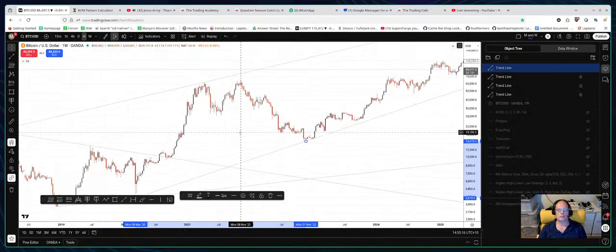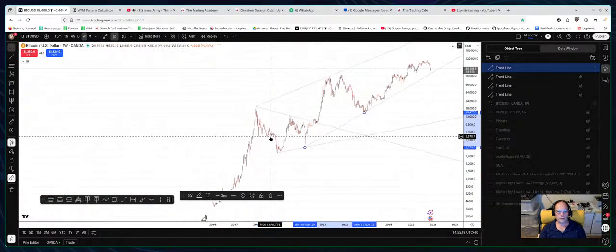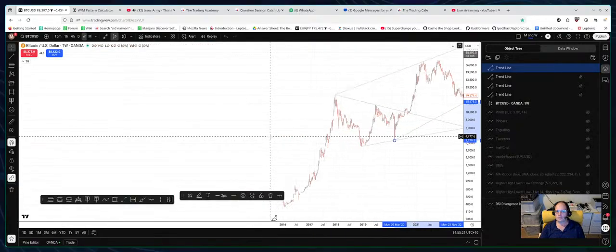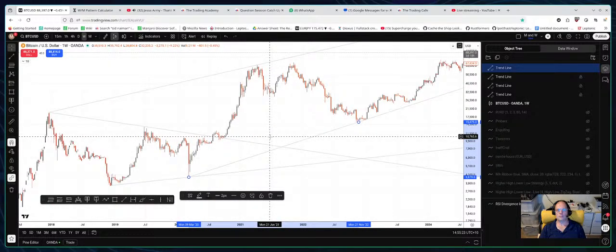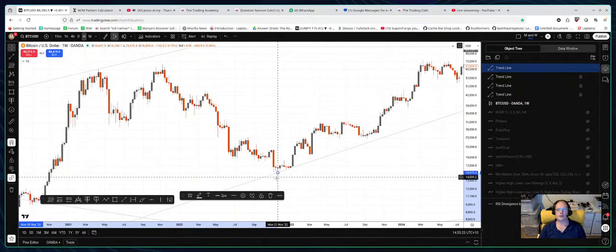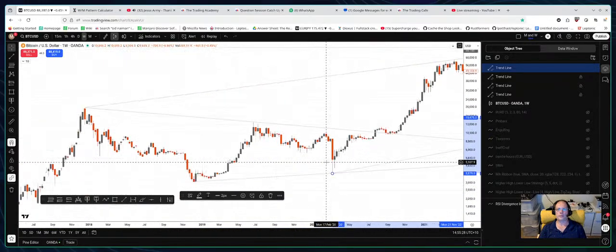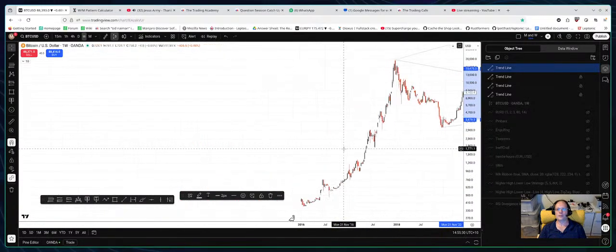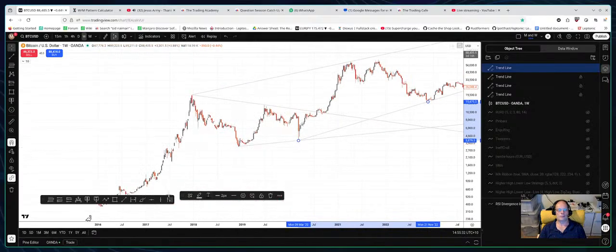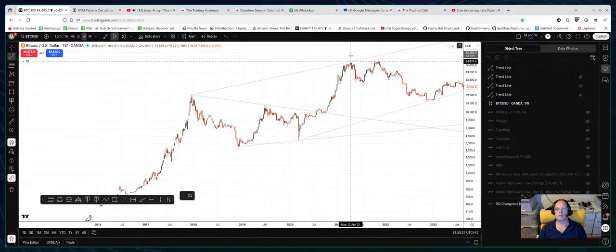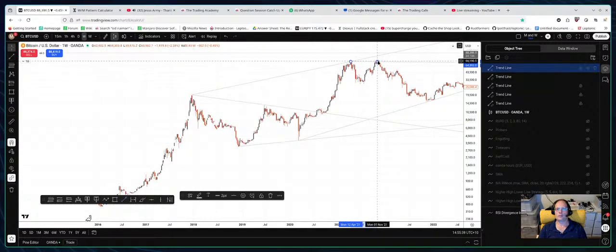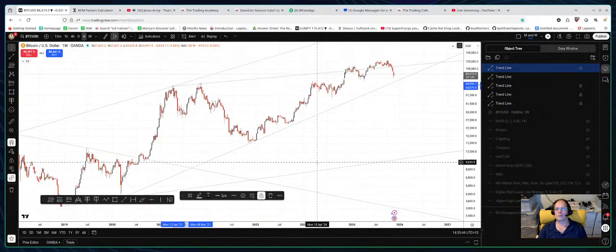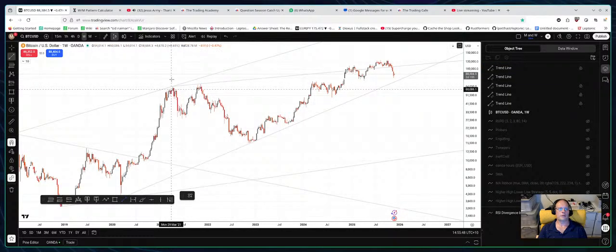I think that's as good as we're going to get with this. It's good because there's not much data for Bitcoin, so there's not many trend lines to draw on it. Let's get these two connected. And then we can connect that one and that one.